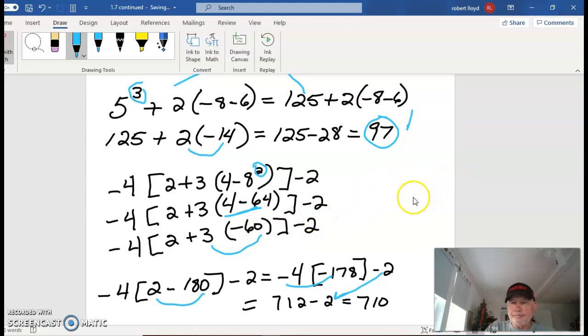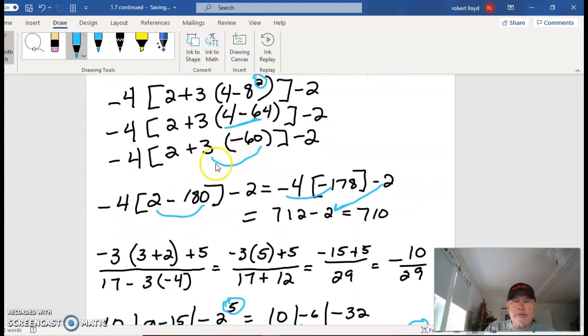So now we're going to take the +3 times the -60. -4 bracket 2 minus 180. And then the last thing is this -2. Now we have -4. We combine these, the 2 and the negative 180, we have negative 4 times negative 178. And again, lastly, you subtract the 2. So a negative 4 times a negative 178 gives you 712. And then the negative 2 for our final answer of 710.